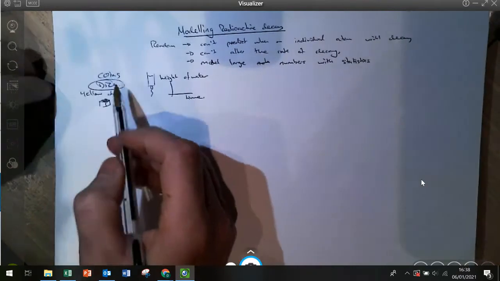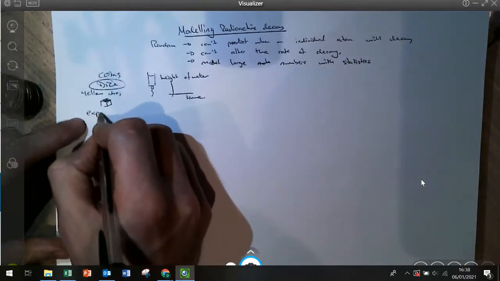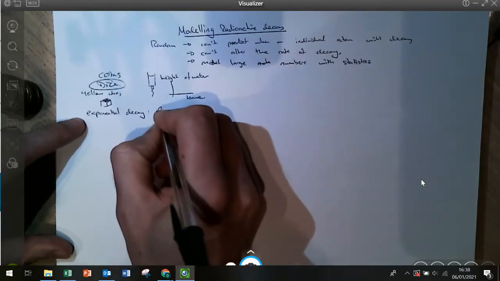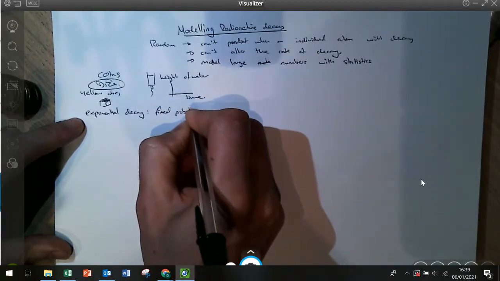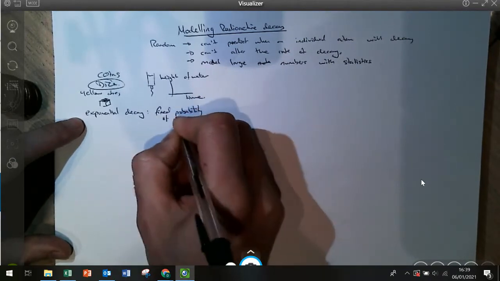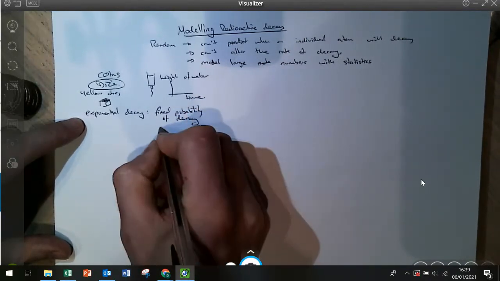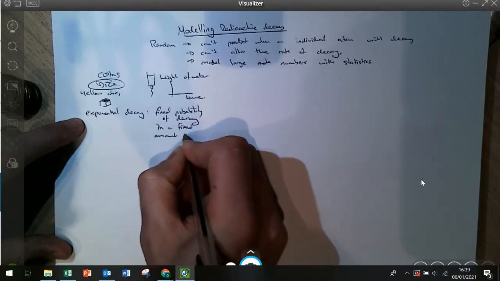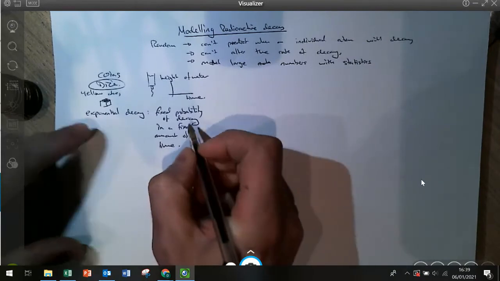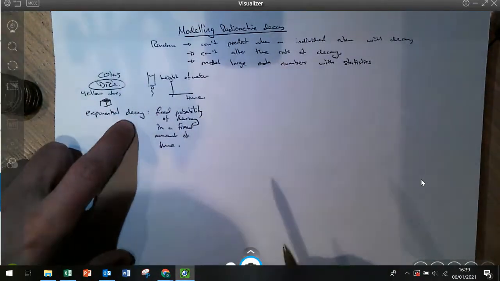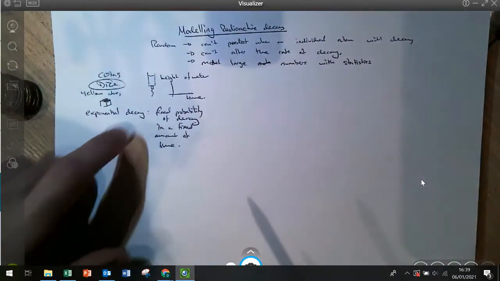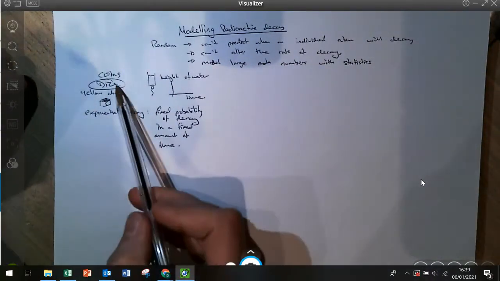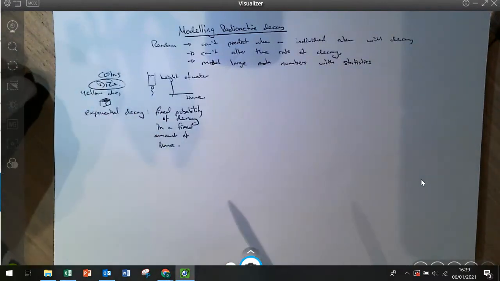And the reason either of these work is because we're dealing with exponential decay, where there is a fixed probability of decay in a fixed amount of time. So this definition here, the exponential decay or increase, there's a fixed probability of decay or increase in a fixed amount of time. So a dice and coins, they always have a fixed probability of changing.